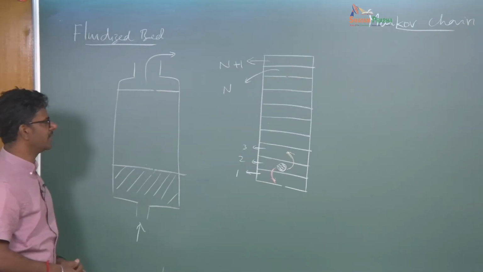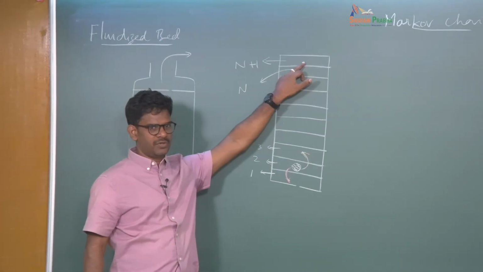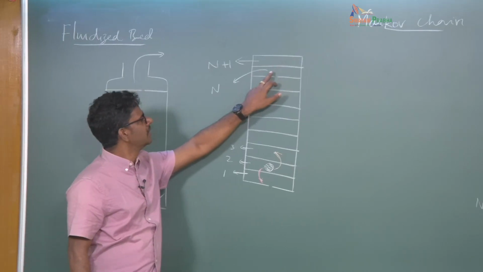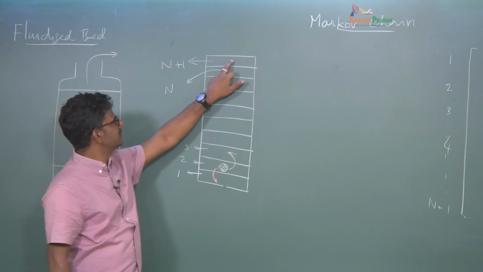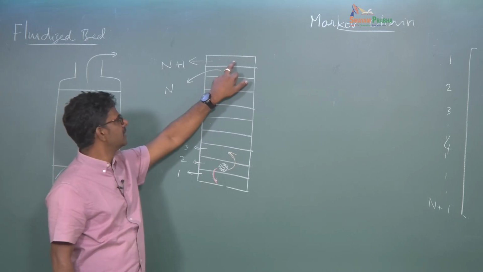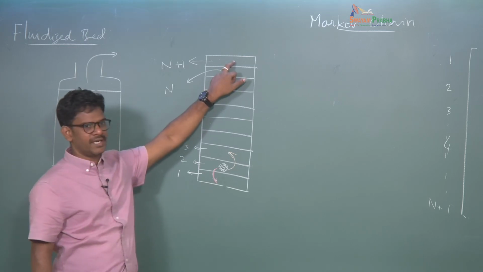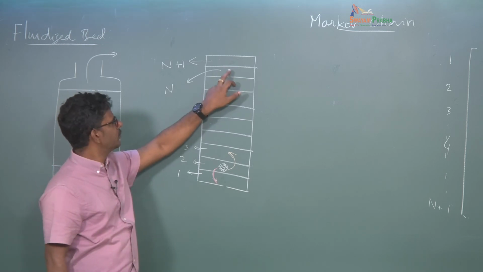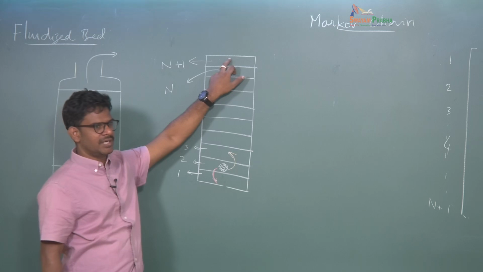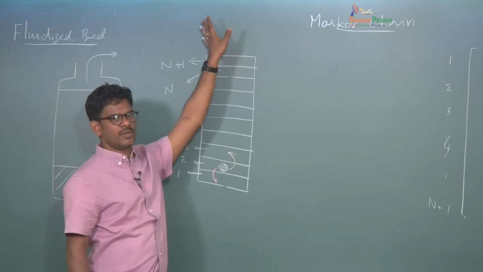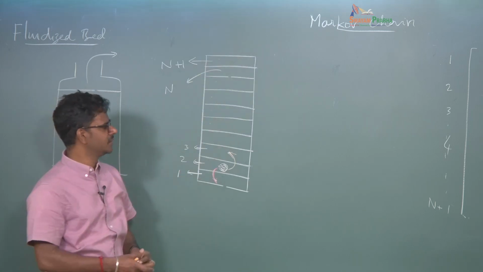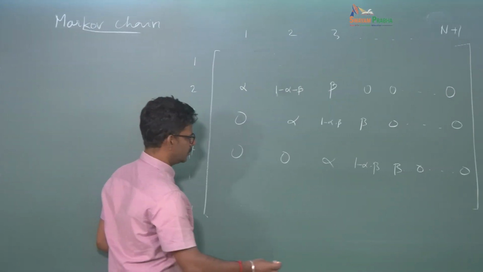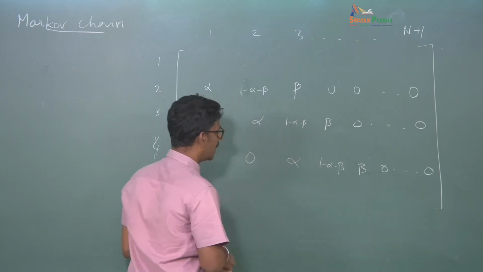Now what is important is what is happening at n plus 1. Once the particle reaches cell n plus 1, it is taken out; it is a dead state. You have a possibility of only going from n to n plus 1, and nothing from here onwards. It cannot go anywhere else. So from n plus 1, you have to make all of them 0.